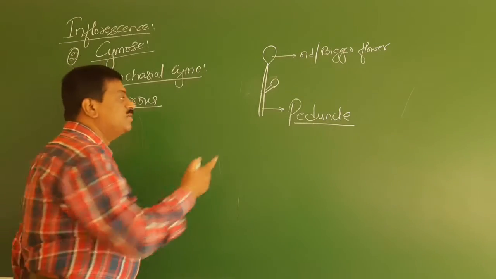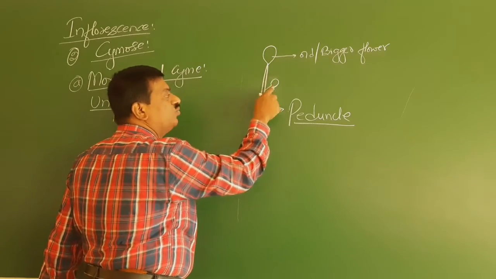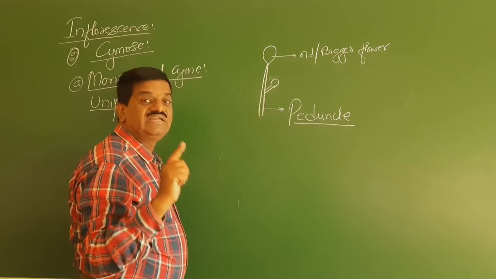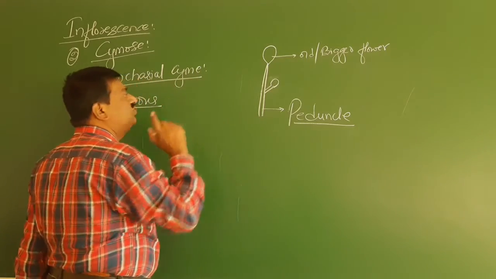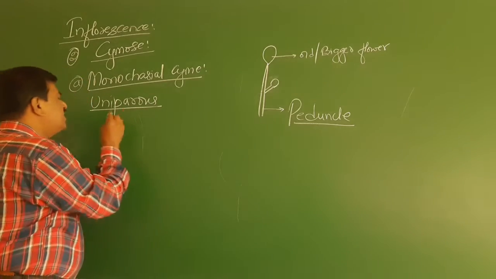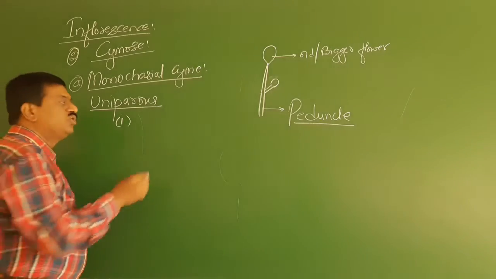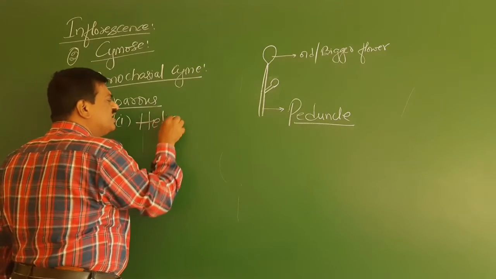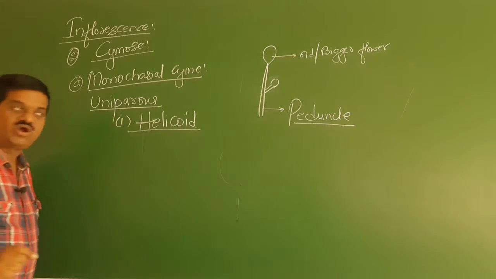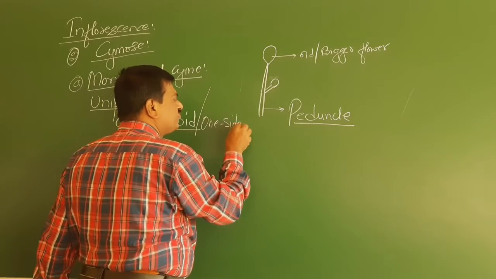I will repeat this. The peduncle ends with an older flower, and only towards one lateral side there are flowers. For that we call it monochasial. In a monochasial cyme again there are two types. One is called helicoid, or we even call it one-sided cyme.